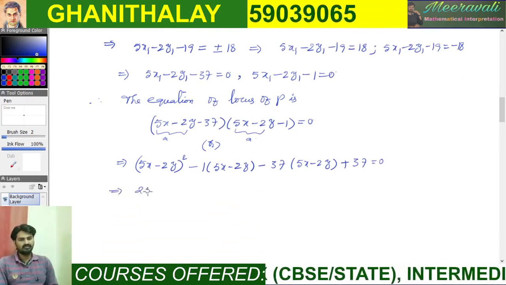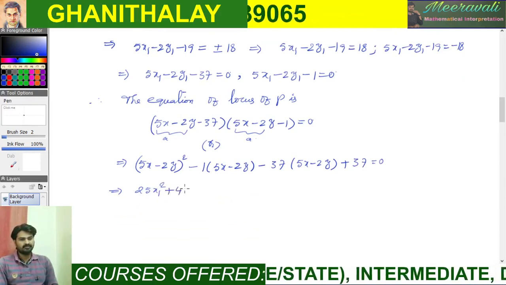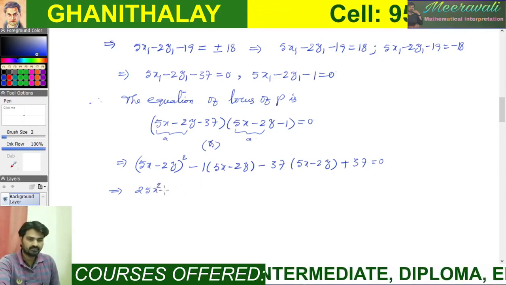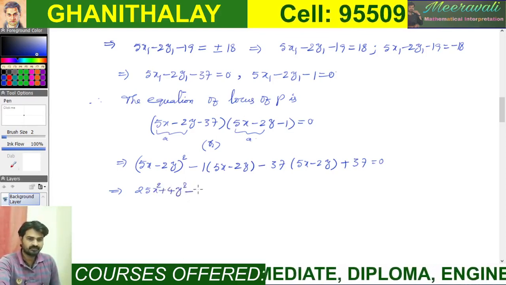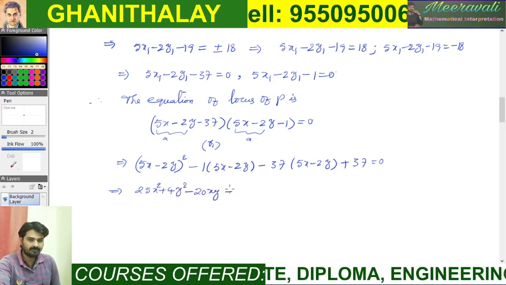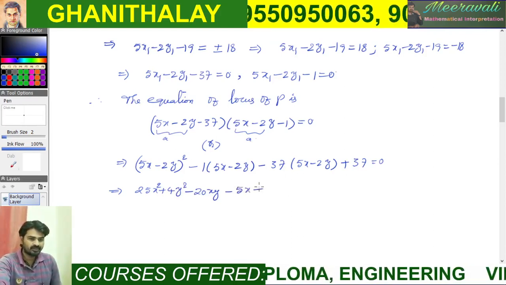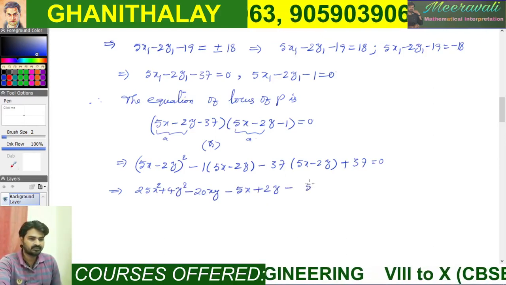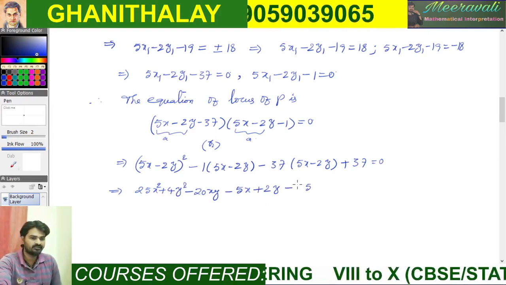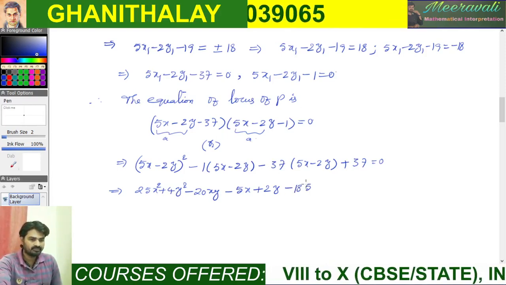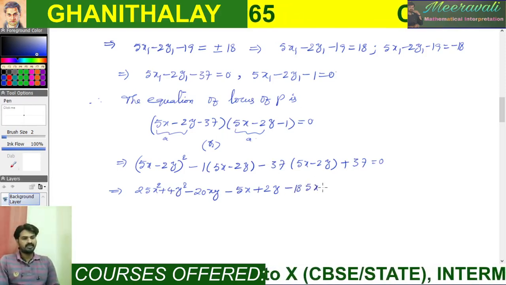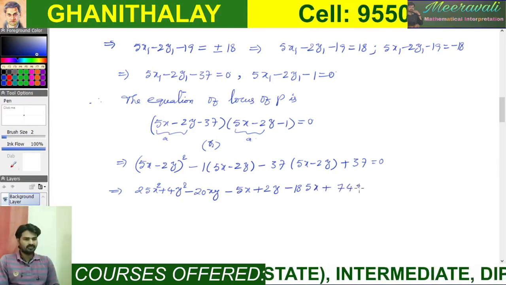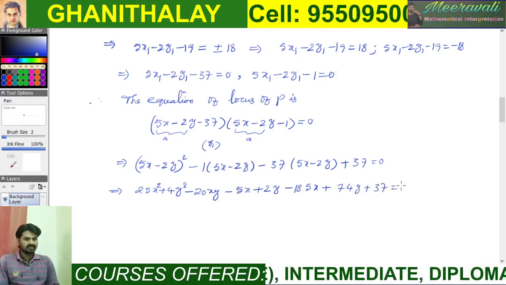This is 25x square plus 4y square, 25x square plus 4y square, 20xy, next minus 5x plus 2y minus 37: 5 7s are 35, 5 3s are 15, 15 3, 18x plus 2 7s are 14, 2 3s are 6, 74y, plus 37 is equal to 0.